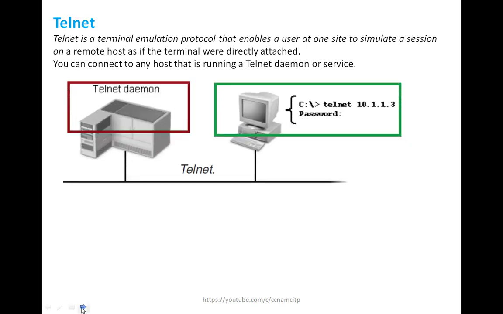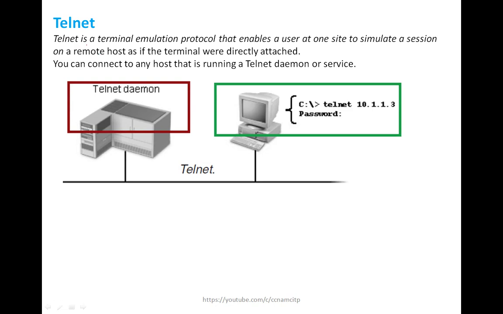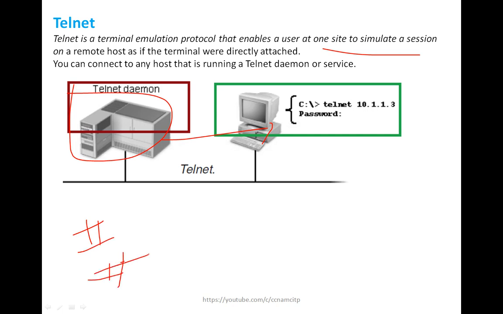Next utility is Telnet. So what is Telnet? Telnet is a terminal emulation protocol that enables the user at one side to simulate a session with a remote host. So with the help of Telnet you can take remote control of any device on the network. For example, you have one Telnet daemon here, and if you want to access it from here, it could be a router, firewall, or your system itself, so you can use this and take the remote of that one.